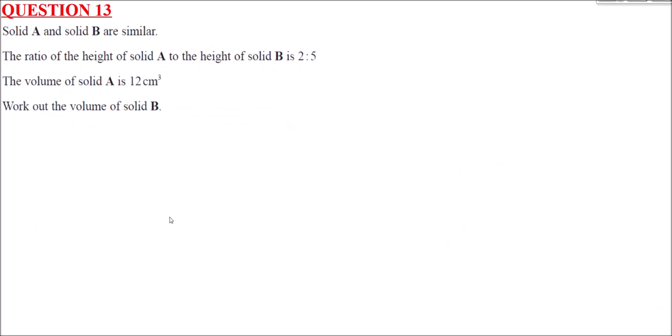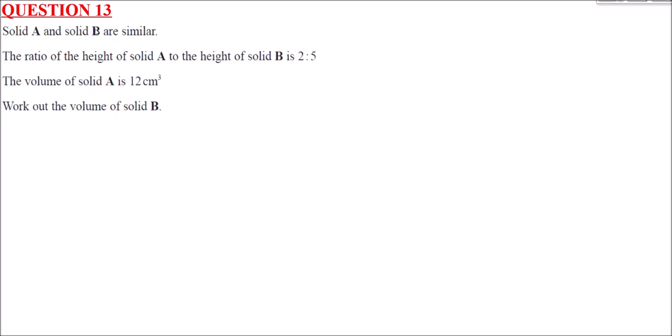Question 13, the key word that should jump out at you is similar. A and B are two solid similar shapes. We've got the ratio of heights of solid A to solid B is 2.5, and then we're told the volume of solid A is 12 cubic centimeters. From this information, we need to work out the volume of solid B.